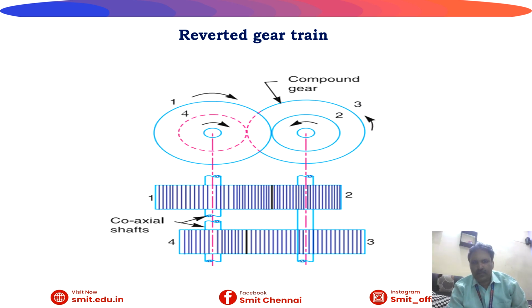Reverted gear train. This is a compound gear. One is a compound gear, and another one is a coaxial shaft. They are not attached together; there is some gap. It is not connected, but this gear will be placed one before another, behind that other gear. 2 and 3 are rotating on the same shaft, and we are getting the transmission like that.